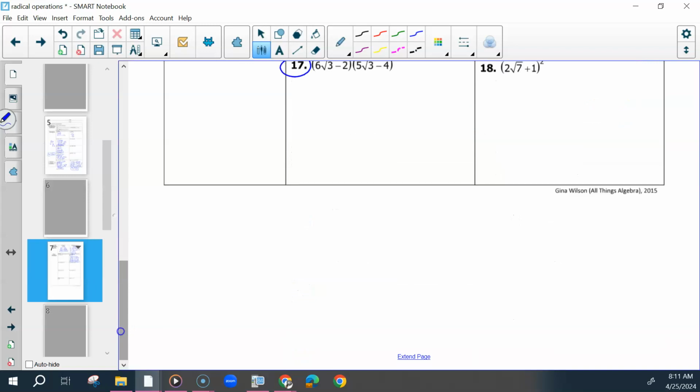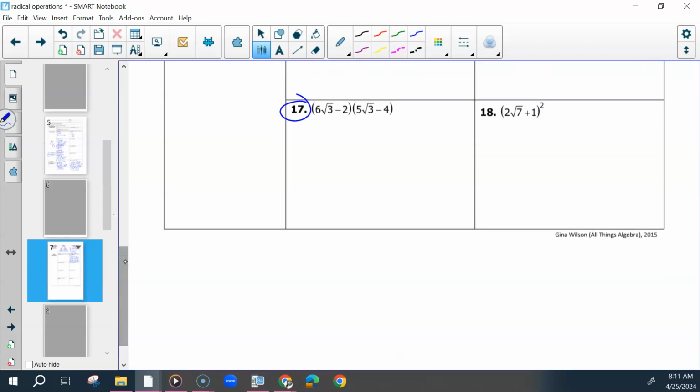17 is using the FOIL method. So we're going to take this first term, multiply it to this one. Outside pieces go together, inside pieces go together. What would that first term be? 9, okay. Then the second term, just the outside coefficients. So 6 times negative 4. Negative 24, and then the root 3 doesn't disappear, so you just put that next to it. Minus 10 root 3.